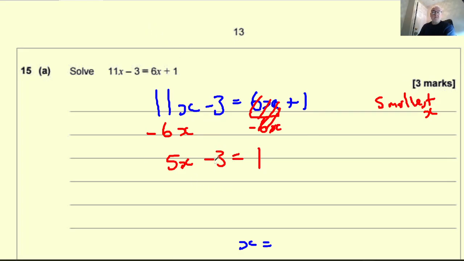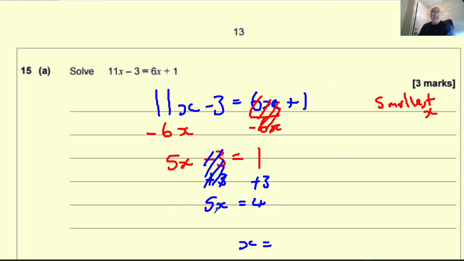Next step, remove the number from the side where the x's are. So do the inverse, the opposite function. If it's subtract 3, I'm going to add 3, because minus 3 and plus 3 gives me 0. That's going to disappear. 1 plus 3 gives me 4. And this time I've got 5 lots of x equals 4. That looks a lot simpler than what I started with.